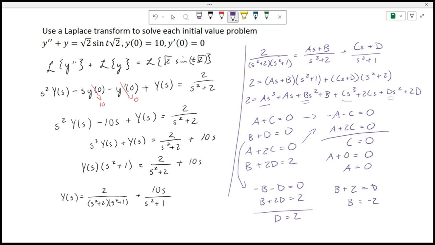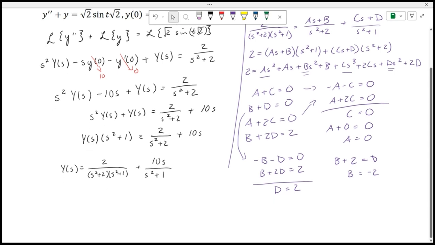Okay, so I didn't get everything 0. That would be a problem. I did get some non-zero numerators for each of these fractions. And I can go back to my differential equation and break this fraction up. So y of s is going to be equal to -2 over s squared plus 2, plus 2 over s squared plus 1, plus 10s over s squared plus 1.